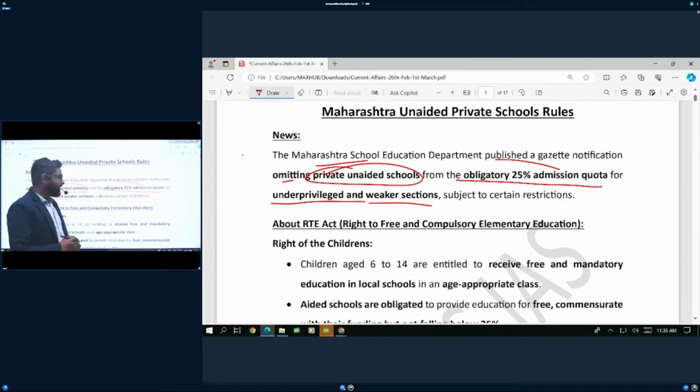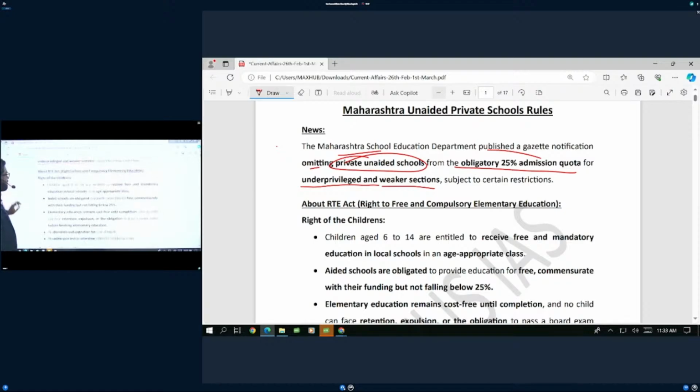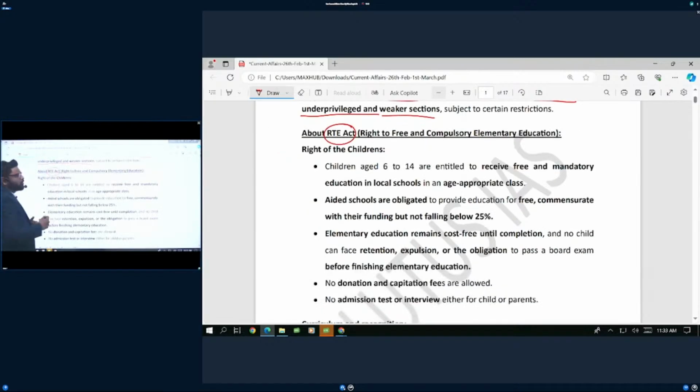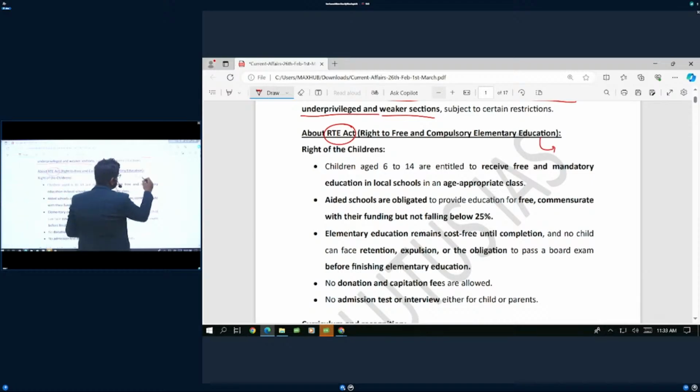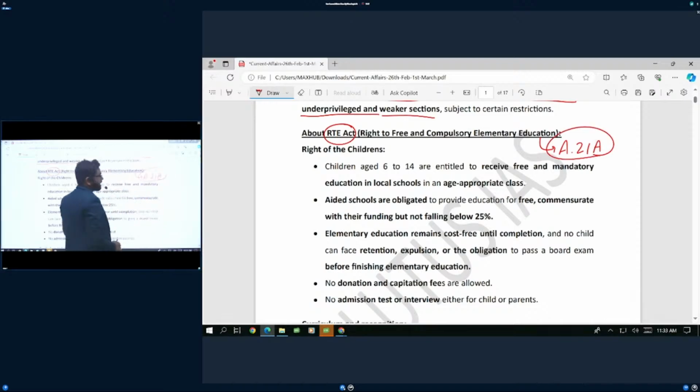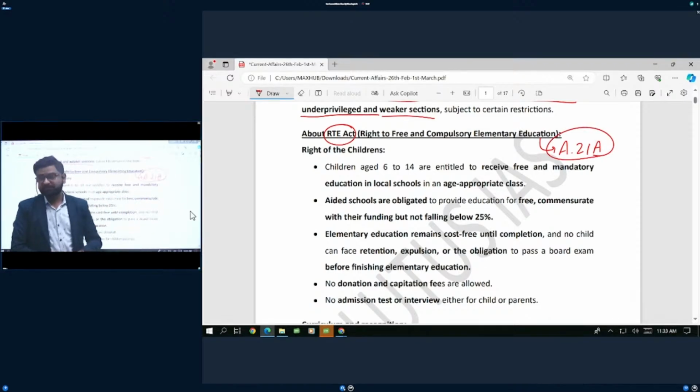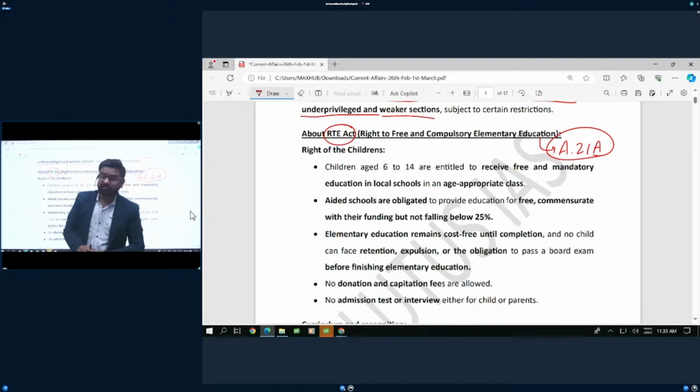So we have a law by the name of RTE Act. Colloquially, it is known as RTE Act, or the proper name is Right to Free and Compulsory Elementary Education. Basically, right to education. That is your fundamental right also under Article 21A. Article 21A, fundamental rights. Any right which is fundamental to your existence becomes a fundamental right.